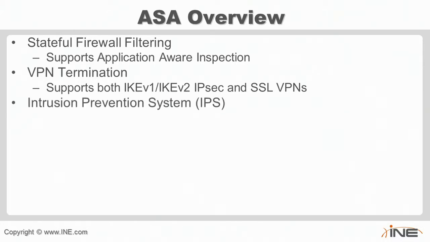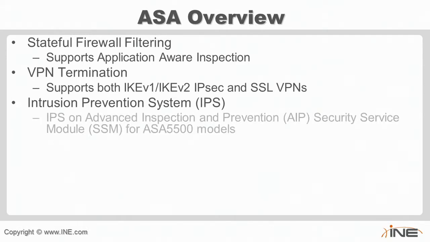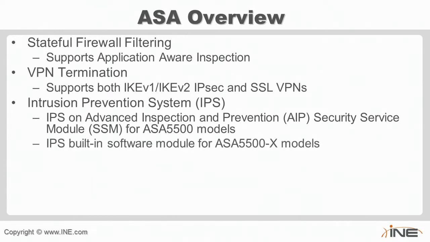We'll also look at using the ASA as an intrusion prevention system, where on the regular ASAs, the 5500s, this is with an add-in module called the AIP SSM, for the application inspection and prevention. So AIP is basically talking about the IPS. The SSM is just the shortcut for the module name there. But when we also look at the ASA X, this is going to be built in as a software module.